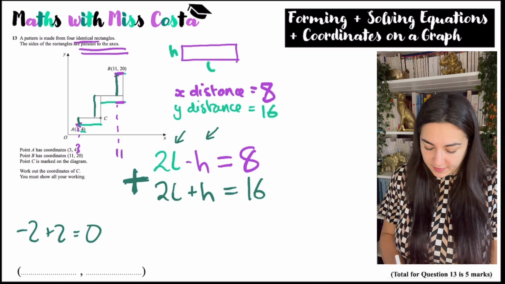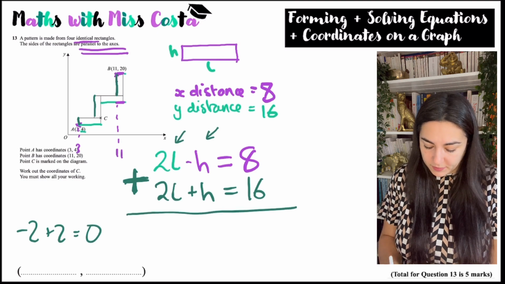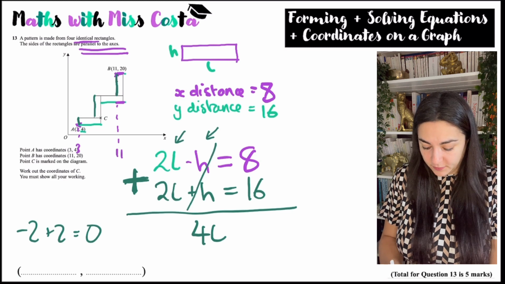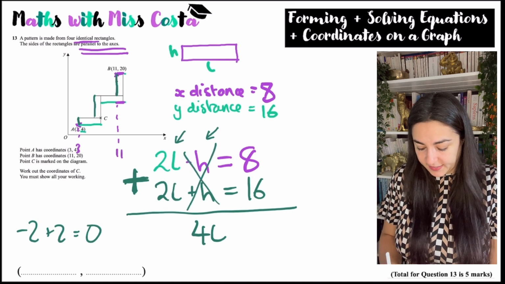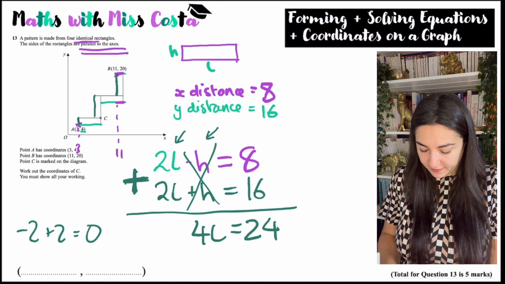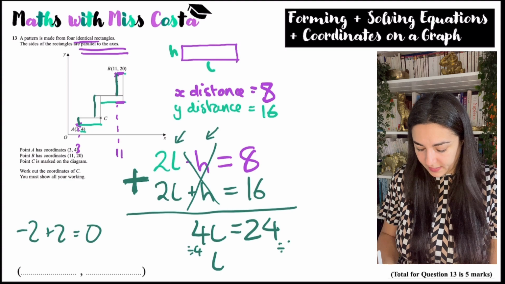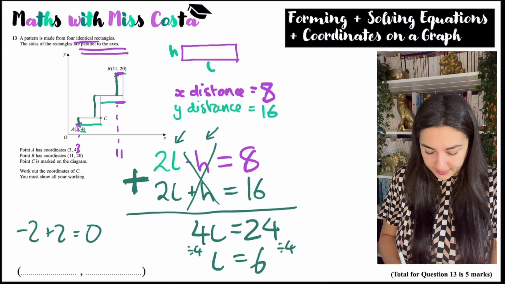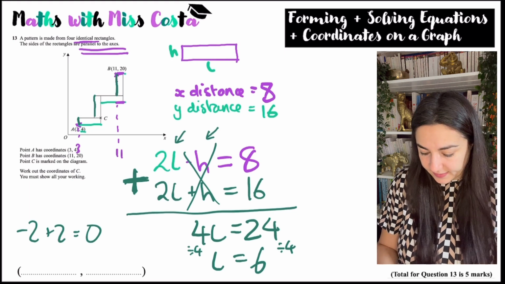Okay, so therefore 2L plus 2L is 4L. Negative H plus H is going to eliminate. That's why I'm doing this. So that's 0. And 8 plus 16 is 24. So 4 lengths must be 24. So let's divide both sides by 4. And a length is 6. Okay, so a length is 6.